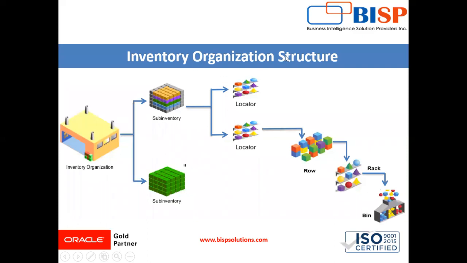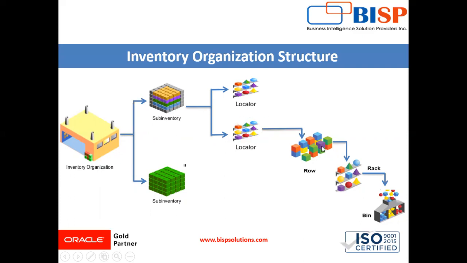So this is the inventory organization structure. This is our inventory organization, where we can store the items and transact the inventory items. This inventory organization can have one or more sub-inventories. We can separate sub-inventories like raw material sub-inventory, finished goods sub-inventory, and defect goods sub-inventory. We have different types of sub-inventories in the inventory organization. And under the sub-inventory, we can define the locators, so with the help of locators, you can identify the physical area.